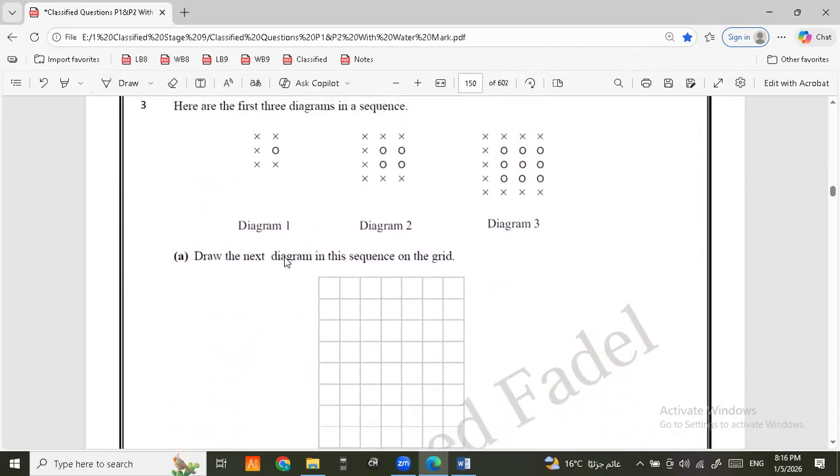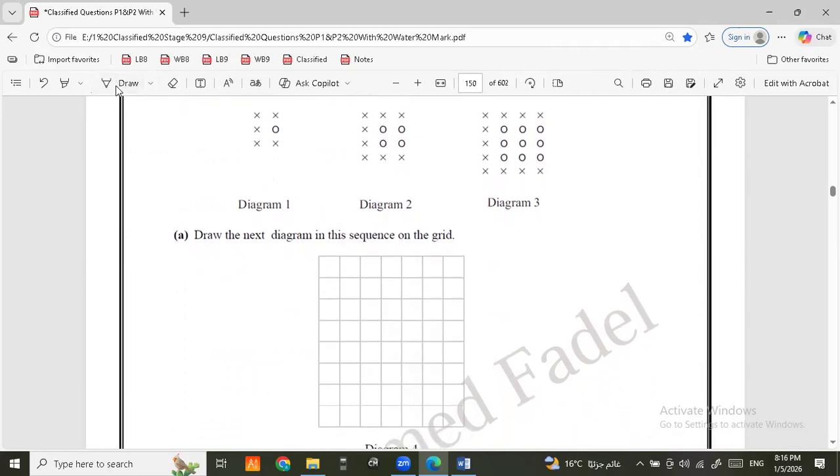Here are the first 3 diagrams in a sequence. They want you to draw the next diagram in this sequence on the grid. If you noticed over here, we have 3, and at the top 1, and at the bottom 1, then 4, and then at the top here, you got 3, and then 3. Also here, you have 5 in the first column, and at the top of the horizontal, you have 4, and then 4. So the next one is going to be 6, and then 5 up and 5 down.